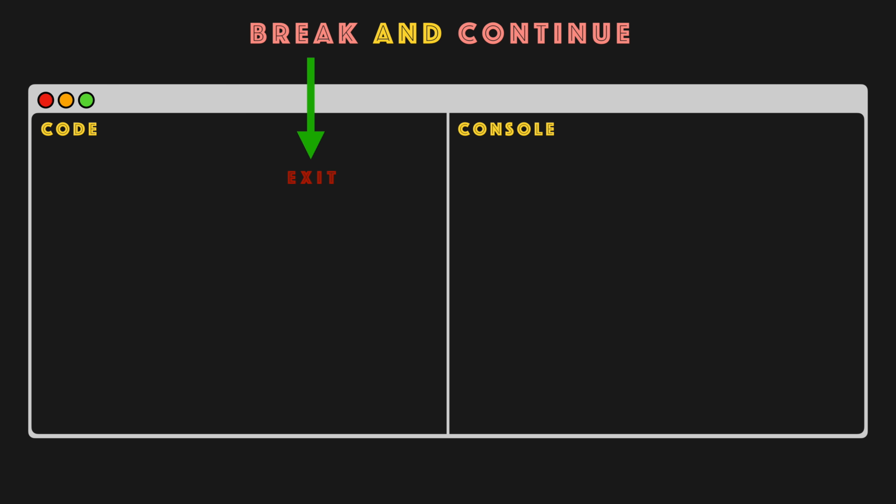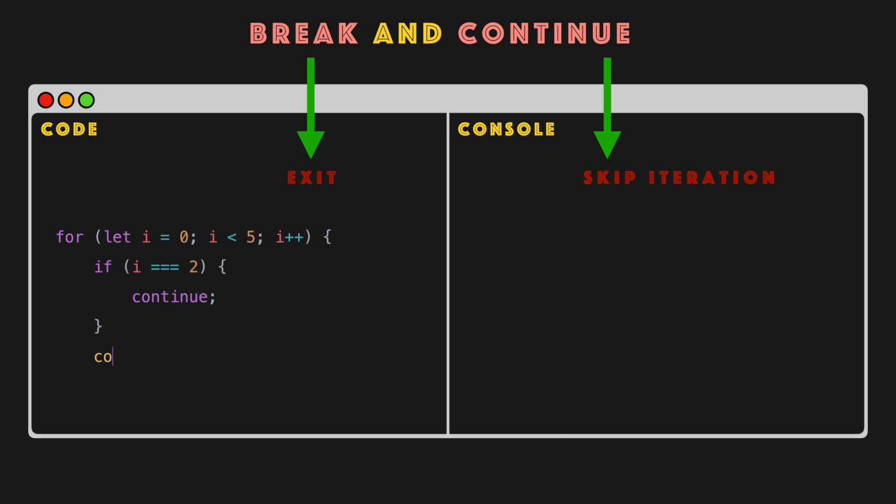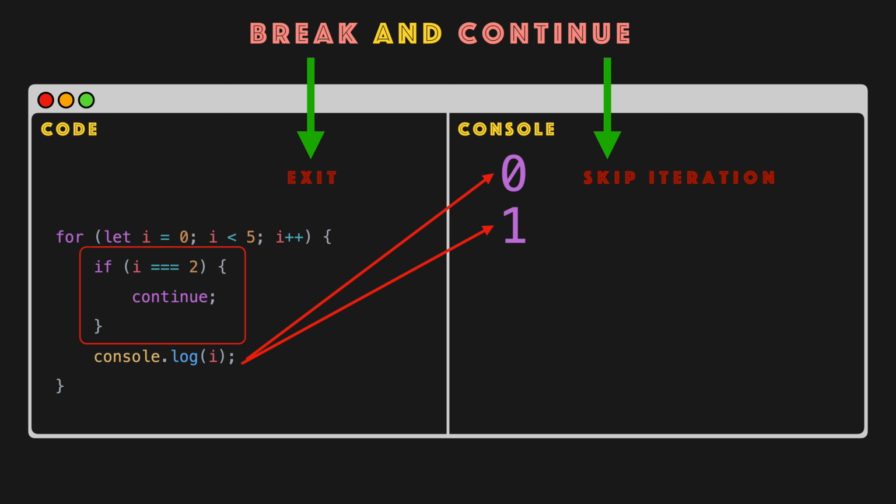Using continue to skip an iteration: the continue statement allows you to skip the rest of the code in the current iteration and move on to the next iteration. Here we have an example. In this case, when i equals 2, the continue statement is triggered, and the loop immediately jumps to the next iteration. So the number 2 is skipped, and the loop continues with 3, 4, and so on. As a result, this loop will print 0, 1, 3, and 4, but it will skip 2.